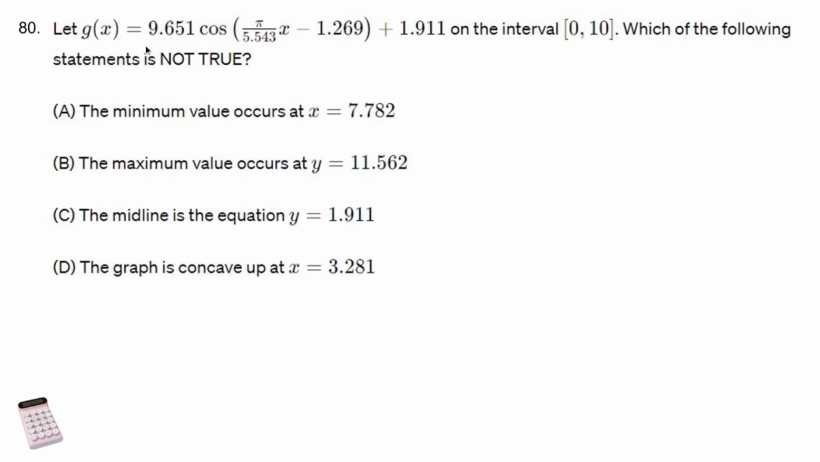Let g of x equals 9.651 cosine of pi over 5.543 times x minus 1.269, plus 1.911, on the interval 0, 10. Which of the following statements is not true? All right, so we need the lie in all of this. We need the lie. So obviously what I need to do is run to my calculator, because there's no way I'm doing this without a calculator.